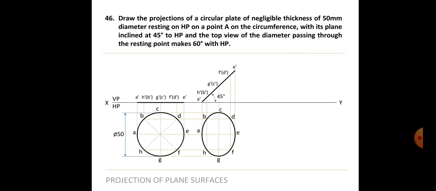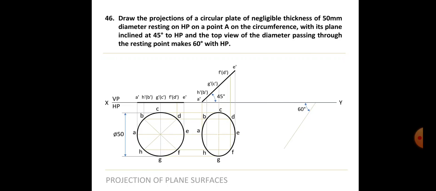So moving on to the third view, it says that the top view of the diameter passing through the resting point makes 60 degrees with VP. I have told you this earlier, the question says HP, but that is with respect to VP. Okay. So what we have to do is draw a line at 60 degrees to VP like this. And then we have to place this second ellipse on the 60 degree line.